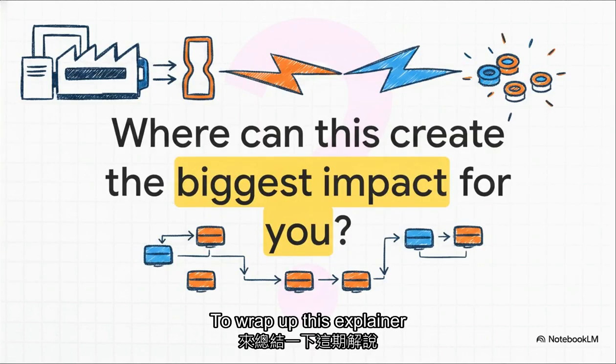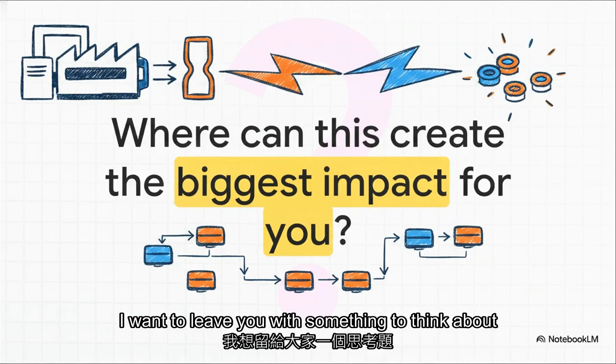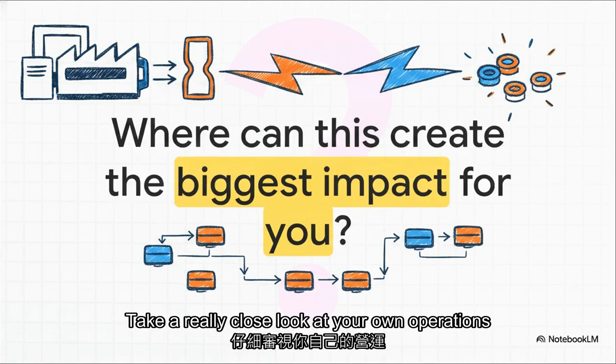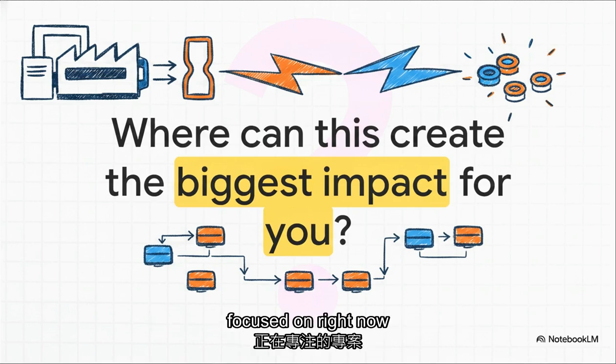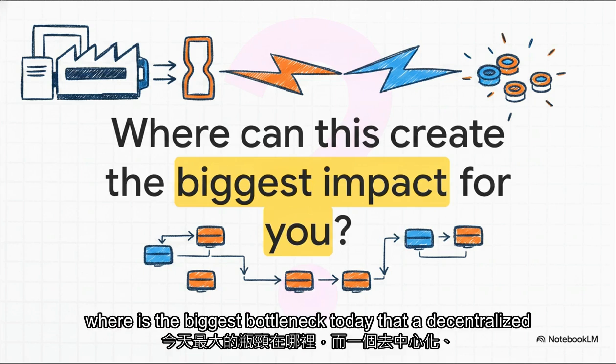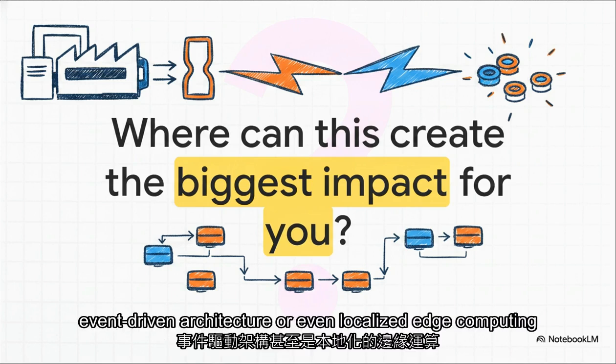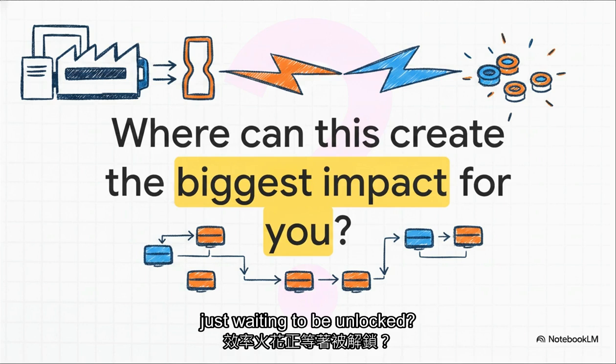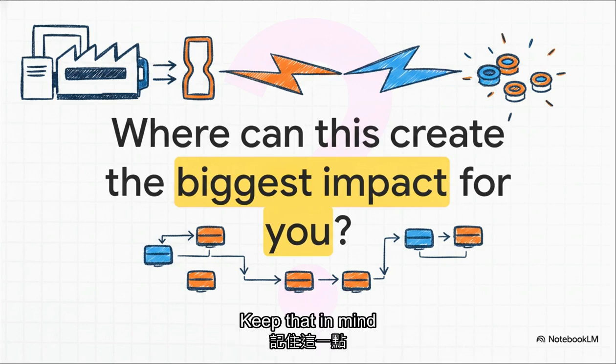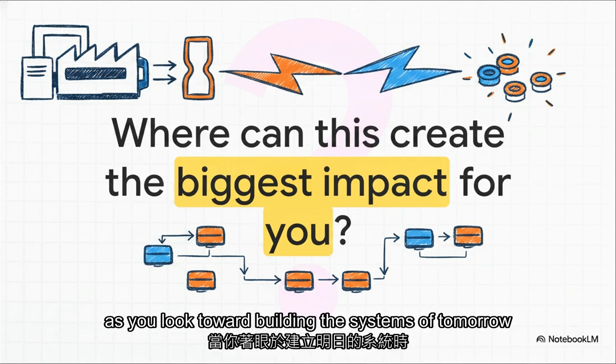To wrap up this explainer, I want to leave you with something to think about. Take a really close look at your own operations, your own workflow, or the projects you're focused on right now. Ask yourself, where is the biggest bottleneck today that a decentralized, event-driven architecture or even localized edge computing could completely eliminate? Where is that spark of efficiency just waiting to be unlocked? Keep that in mind as you look toward building the systems of tomorrow.